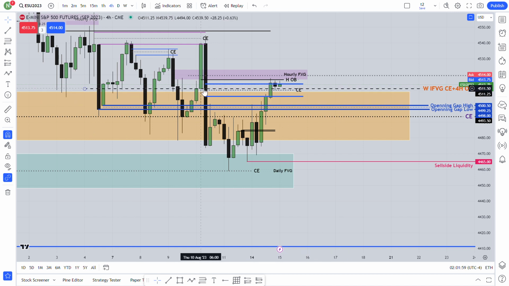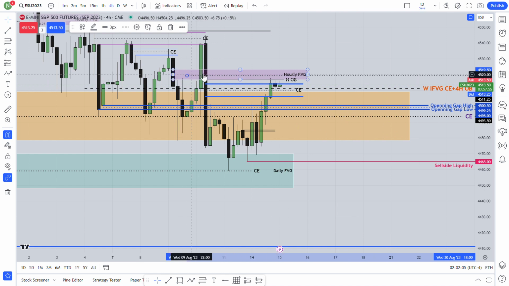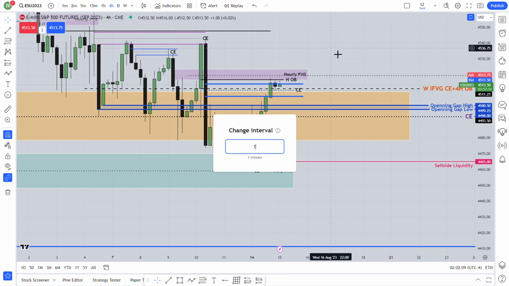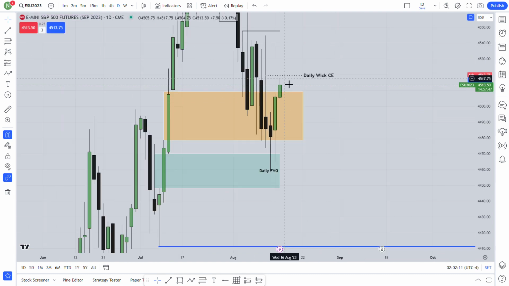In the 4-hour chart, this is the order block. This is the level. You see this level. This level is the daily week. Let me show you again. This week. You see, this is the week. Here, so that it will be easier to see.